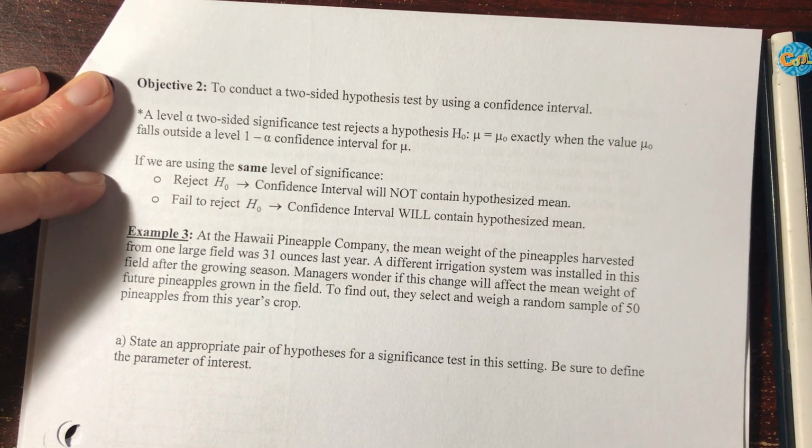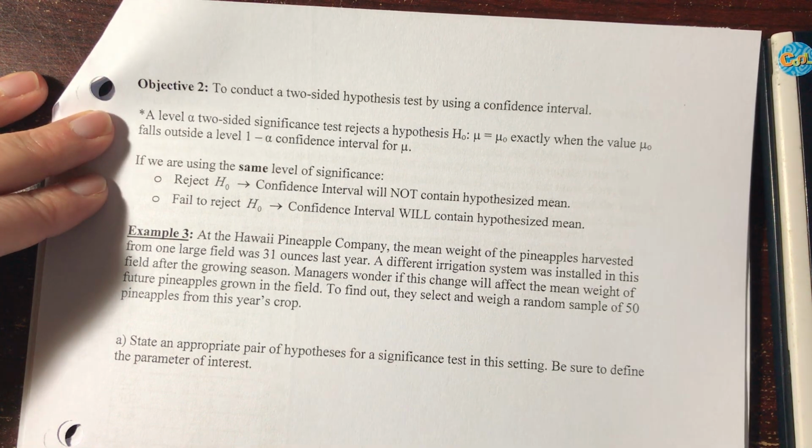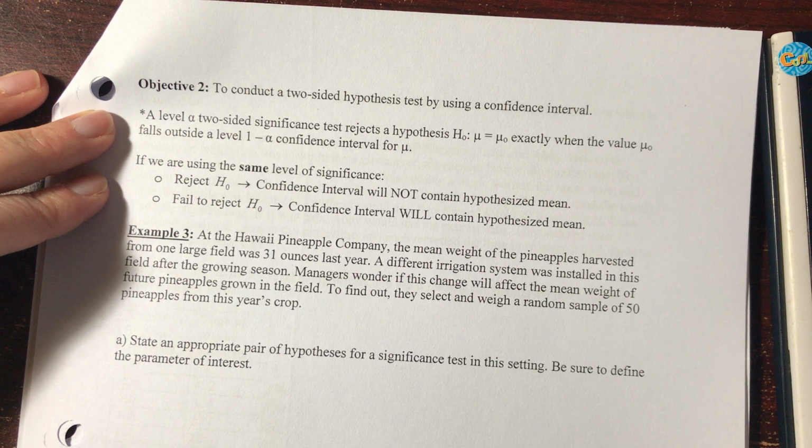So if we look at this example, at the Hawaii Pineapple Company, the mean weight of the pineapples harvested from one large field was 31 ounces last year. A different irrigation system was installed in this field after the growing season. Managers wonder if this change will affect the mean weight of the future pineapples grown in the field. To find out, they select and weigh a random sample of 50 pineapples from this year's crop.